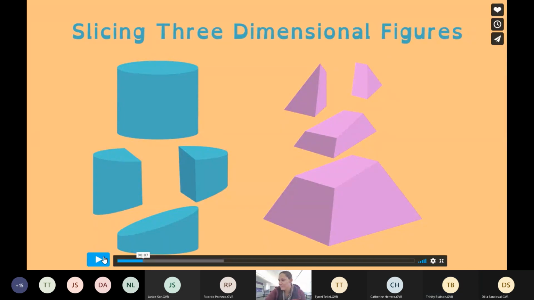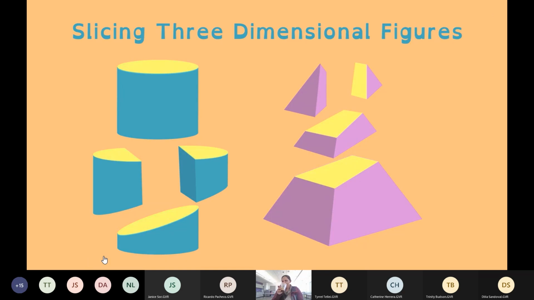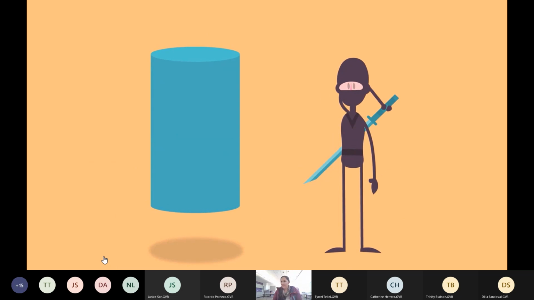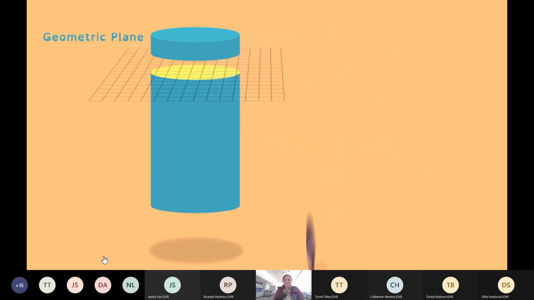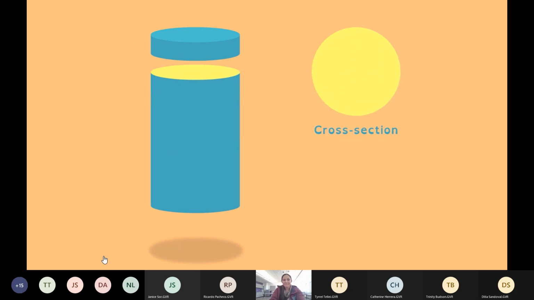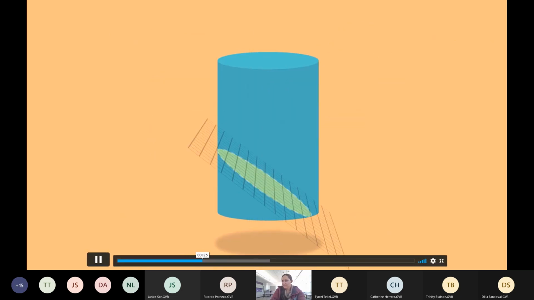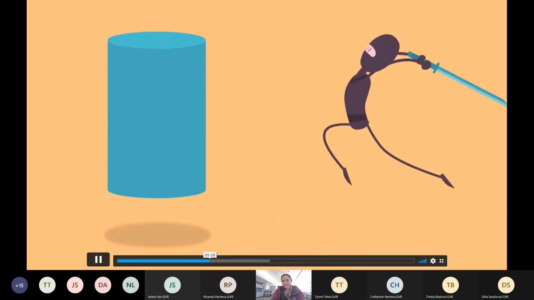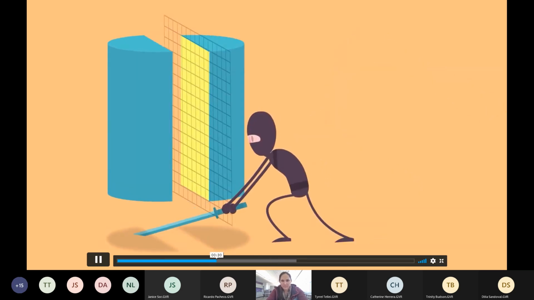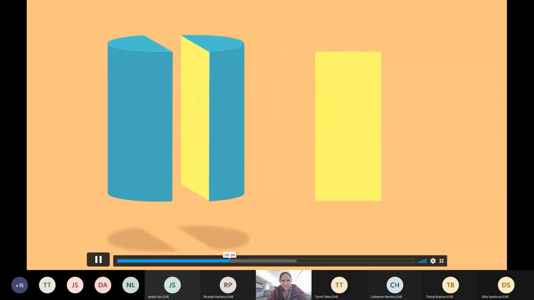Okay, here we go. Slicing figures. Slicing solid, three-dimensional figures results in different two-dimensional shapes, depending on how you slice them. If you cut through a cylinder with a geometric plane parallel to the cylinder's base, the two-dimensional cross-section is a circle. Any way you slice it, you can get two-dimensional shapes from three-dimensional figures. When you slice a cylinder from top to bottom that is perpendicular to its base, then look at the cross-section straight on, you get a rectangle.